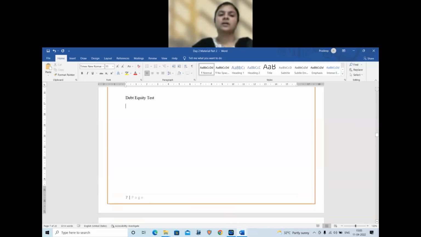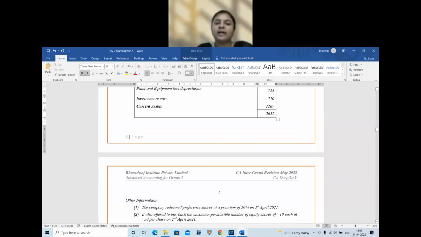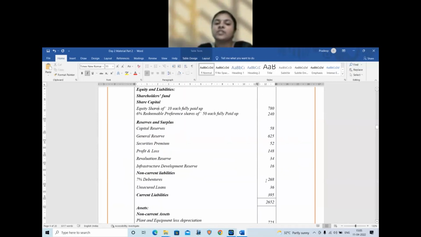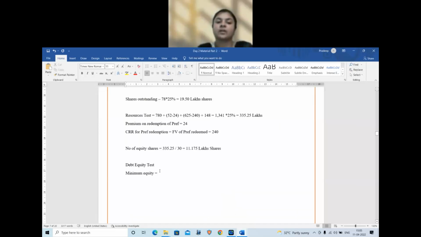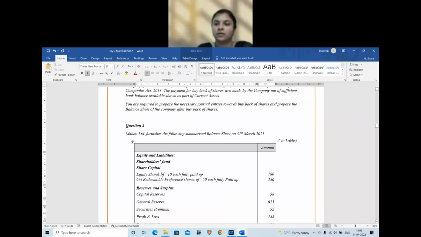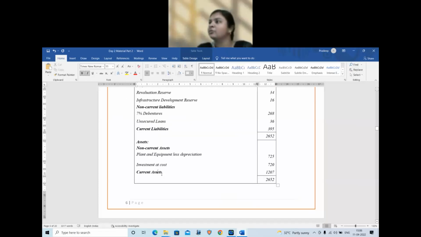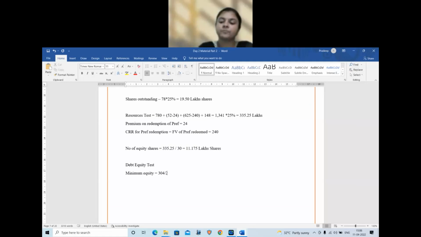Okay. Just remember the formula order. First, what is the minimum equity to be maintained? Minimum equity is nothing but long-term loans, which is 268 plus unsecured 36, totaling to 304. 304 by 2, which is 152 lakhs.